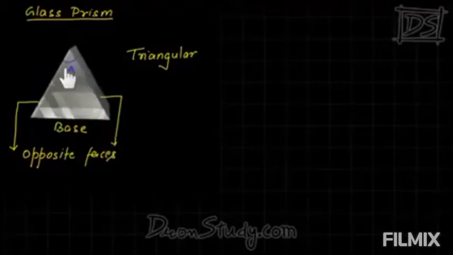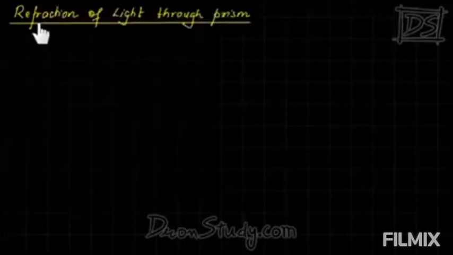These are the opposite faces of a triangular prism, and the angle between these two faces, we can see it is marked as A. This is known as the angle of prism. The angle between two opposite faces is known as the angle of prism.